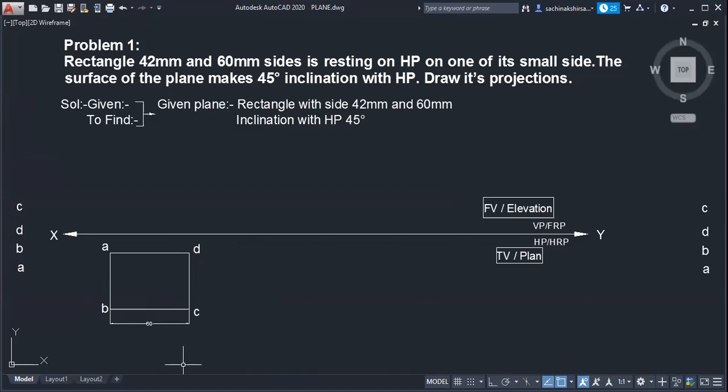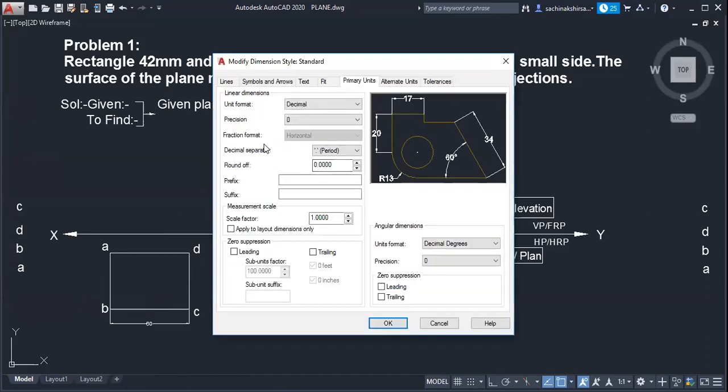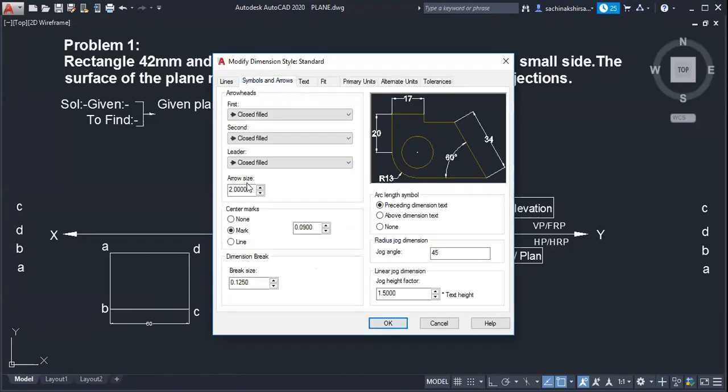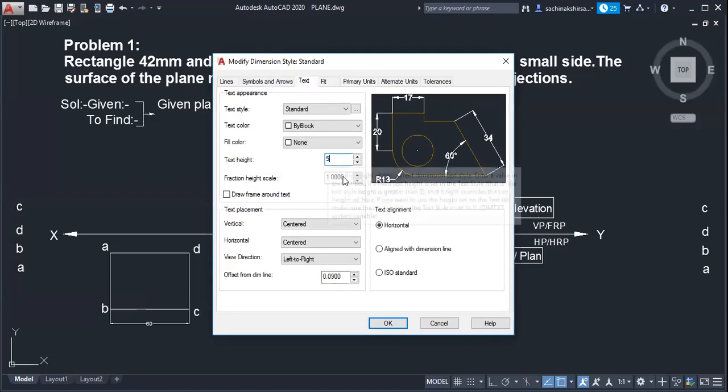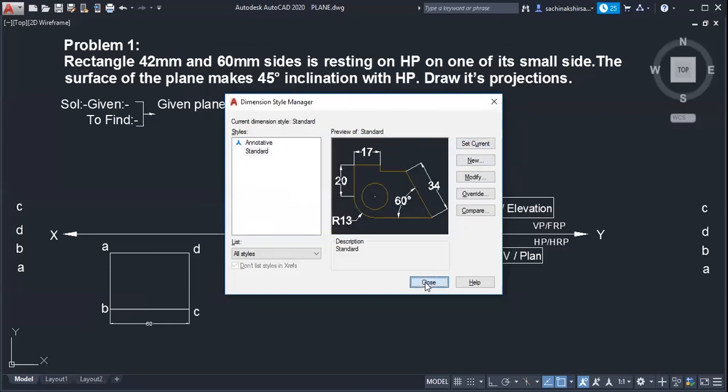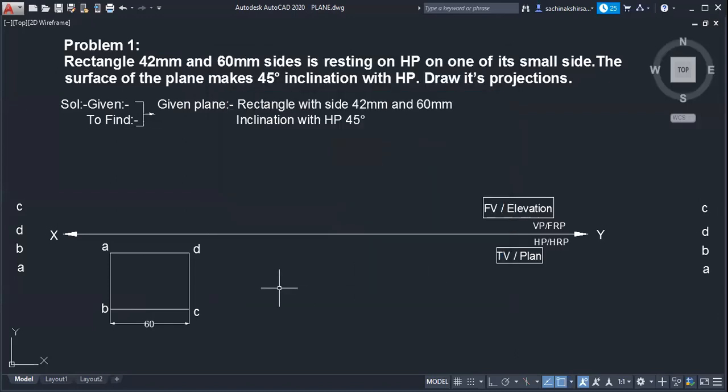Are you observing the dimensions, or shall I enlarge? So dimensions are given: 60 and how much? 42. 60 and 42 are the dimensions of this. Okay, so we have drawn plane ABCD here.